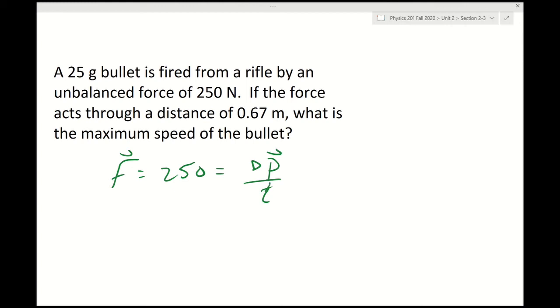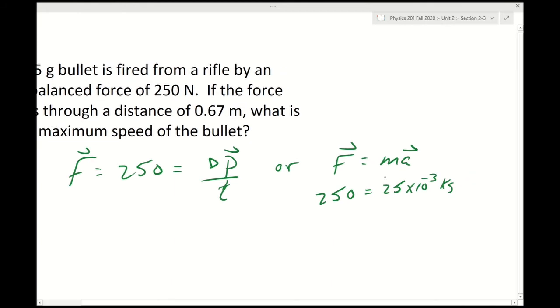Since we know it's a 25-gram bullet, we can say that we have 250 newtons is equal to 25 times 10 to the negative 3 kilograms times our acceleration. In this case, we know that our acceleration is 1 times 10 to the 4th meters per second squared.